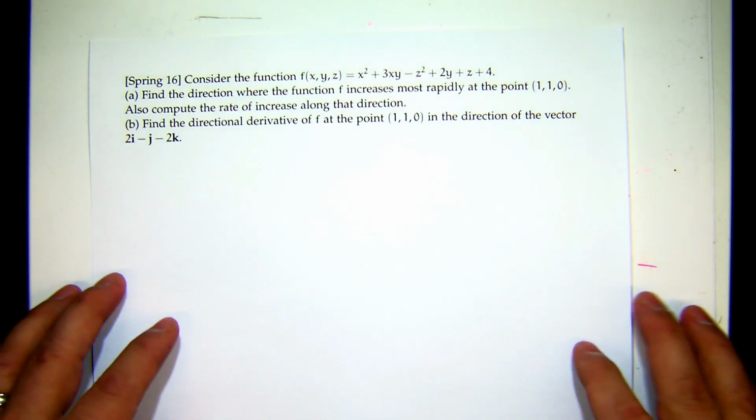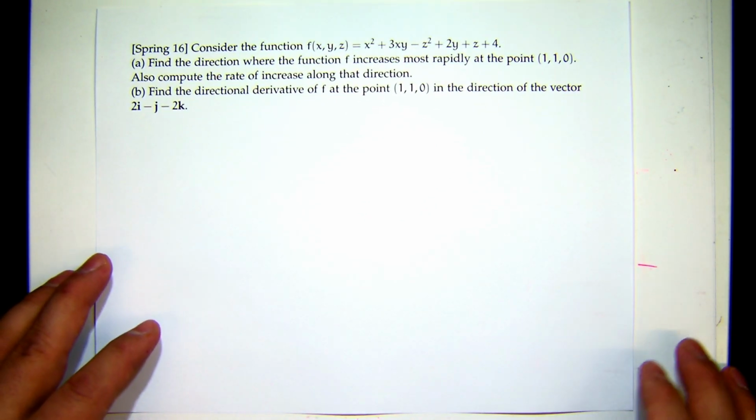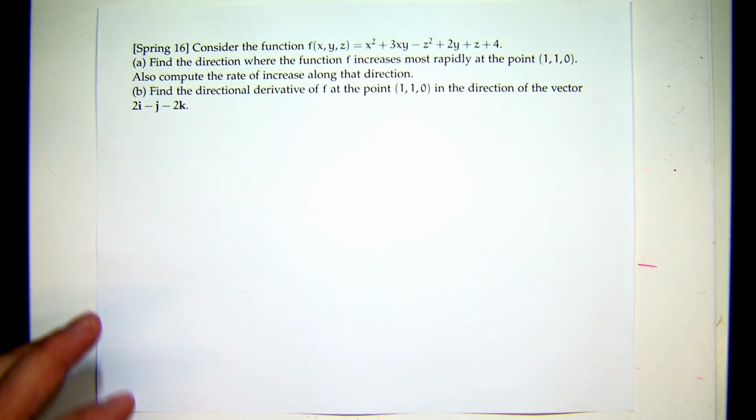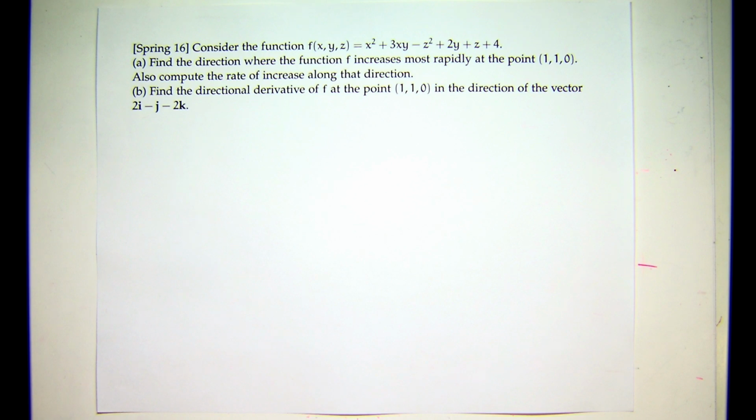Okay, so here's a problem from an exam from a long time ago, spring 16. Consider the function f of x, y, z. It's x squared plus 3xy minus z squared plus 2y plus z plus 4. And there are two parts. Part A: find the direction where the function f increases most rapidly at the point (1, 1, 0), and compute the rate of increase along that direction.